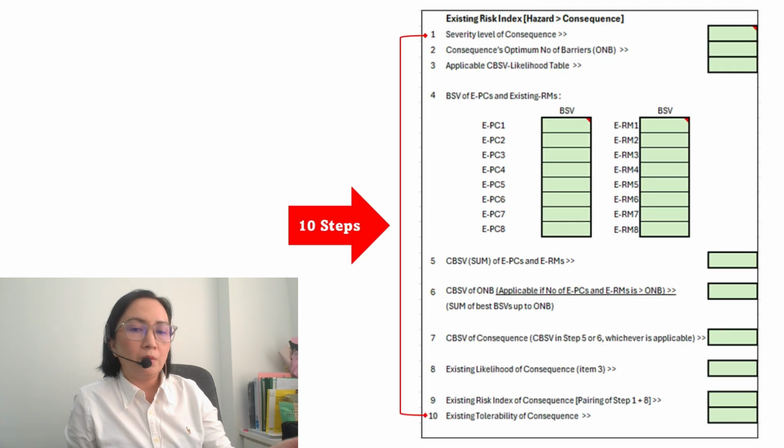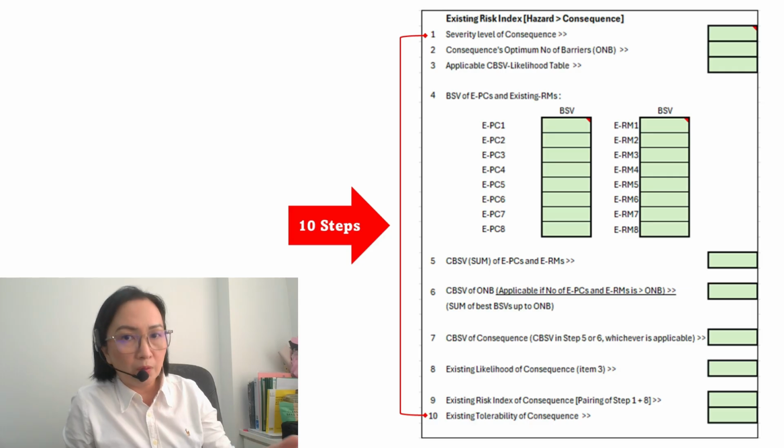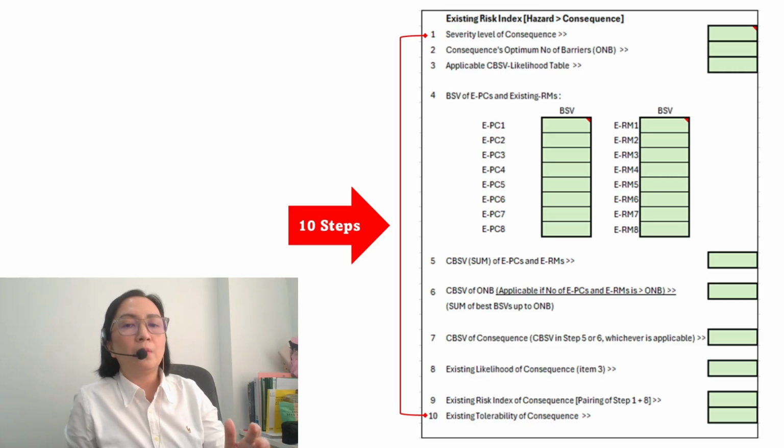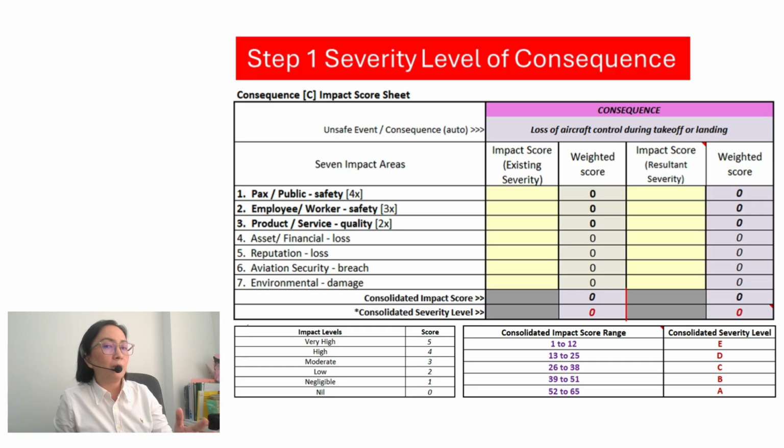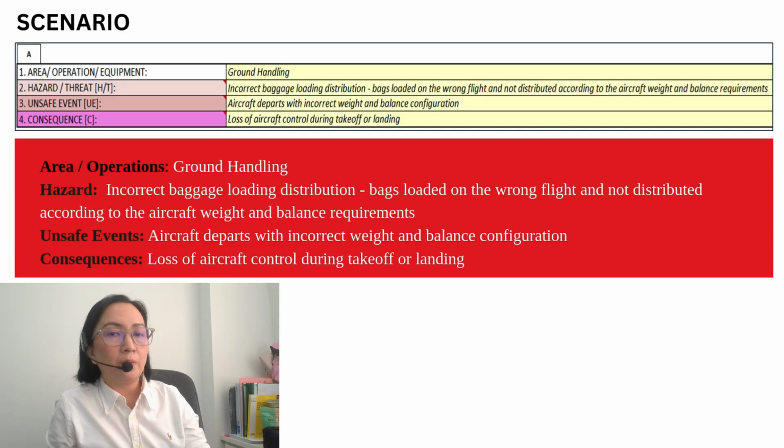To complete the HIRM sheet, follow these 10 steps to obtain the risk index. Start with identifying the existing risk index based on the hazard and its associated consequence. Step 1. Determine the severity level of the consequence. Refer to the provided severity score sheet for assessment. Now I will present a scenario for everyone to follow along step by step.